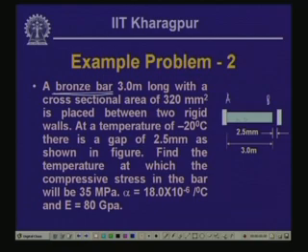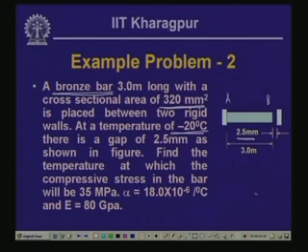This bronze bar, 3 meter long with a cross sectional area of 320 millimeter square, is placed between two rigid walls. This is one wall, this is another wall, it is placed between these two, and at a temperature of minus 20 degrees centigrade there is a gap between the edge of the bar and the wall. So, between the edge of this bar and the wall there is a gap of 2.5 millimeter.